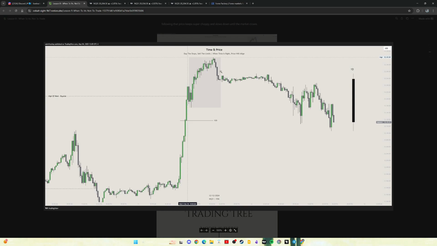But as you can see here, after a new daily open, price rebalances the previous day's range, not the previous day's range, but from the previous day's high back down to the initial expansion is what I've drawn out here.